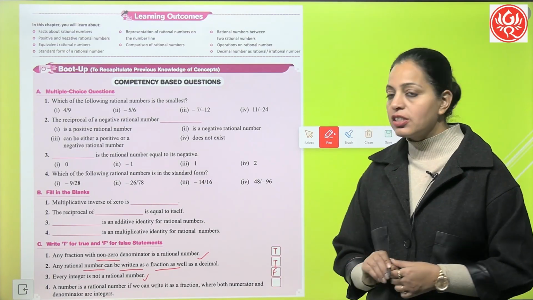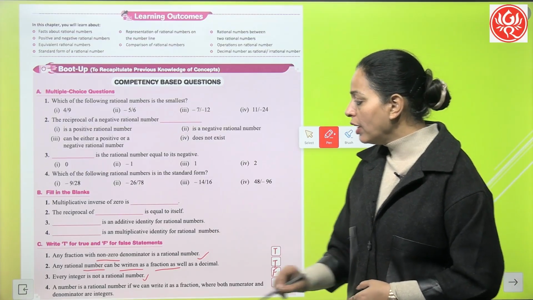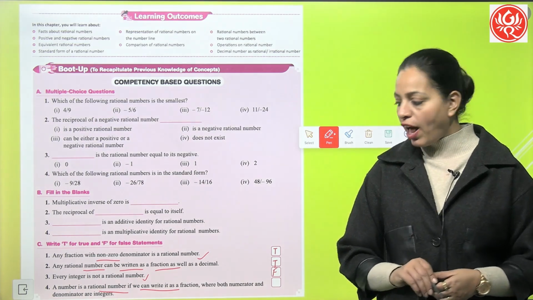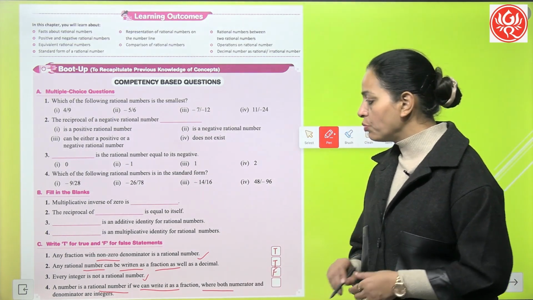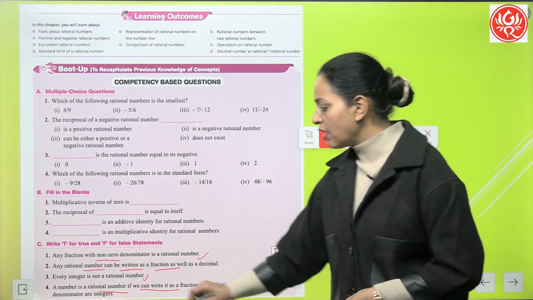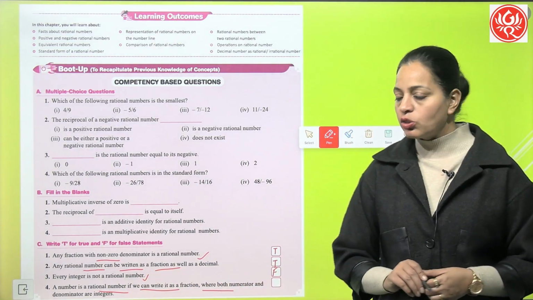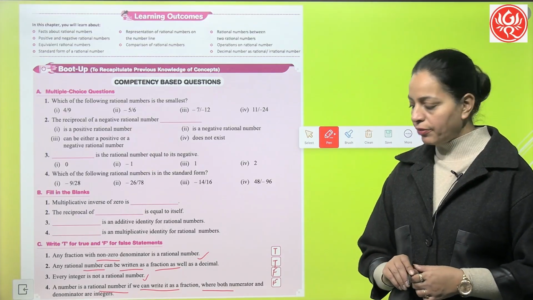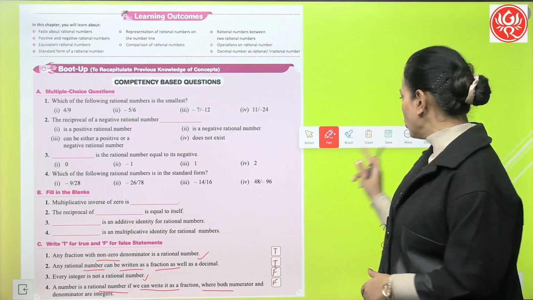So this is false. The fourth one, a number is a rational number if we can write it as a fraction where both numerator and denominator are integers. So this is also false, right? So I hope these are clear to you.